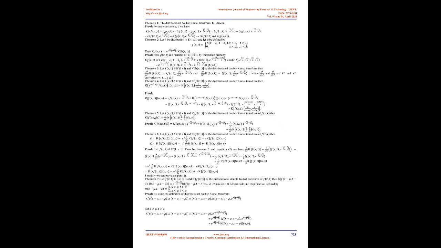Theorem 1. The distributional double Kamal transform is linear. Proof: for any constants c, d we have equals plus equals c plus d.